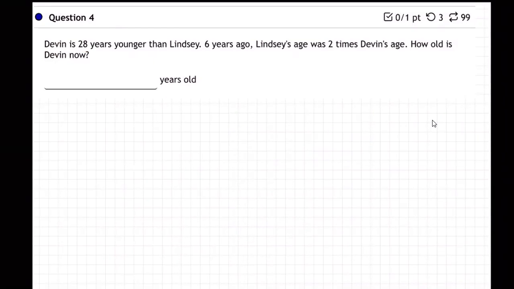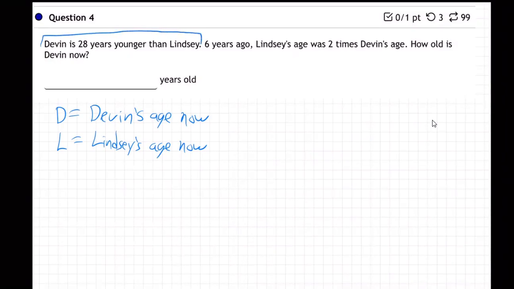So, all right, I'm going to let D, and it's nice to use meaningful letters, be Devin's age now. And L be Lindsay's age now. So we have to distinguish now, and right here they're talking about now. This right here is now, isn't it? Devin's age now is 28 years younger than Lindsay's age. And then they also talk about this 6 years ago time period, don't they?